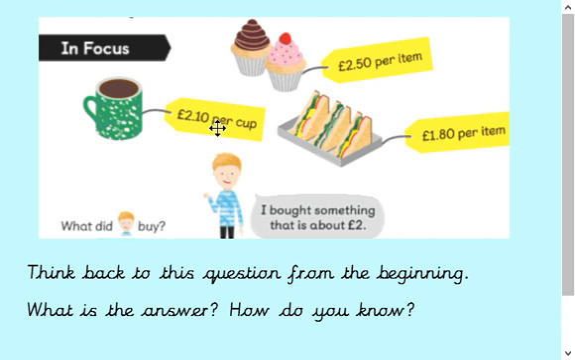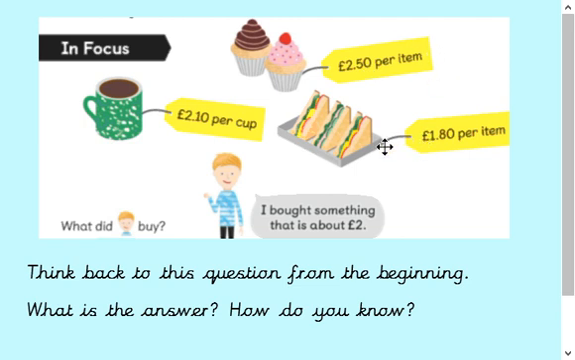Well, £2.10 would be 10 pence over £2. So we know it's within 10 pence. If we were to round it to the nearest pound, it would be £2. The cake here is £2.50. We know that if we were to round that to the nearest pound, it's halfway between £2 and £3. Therefore, we would round it up to £3.